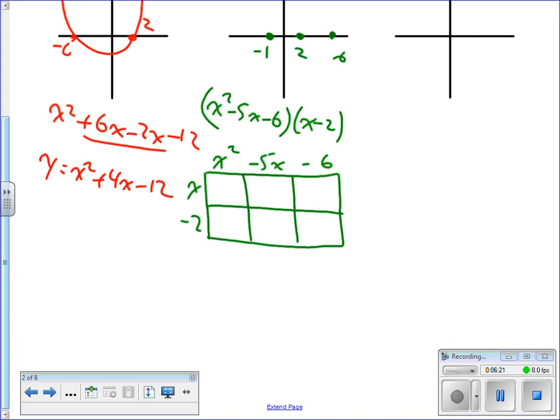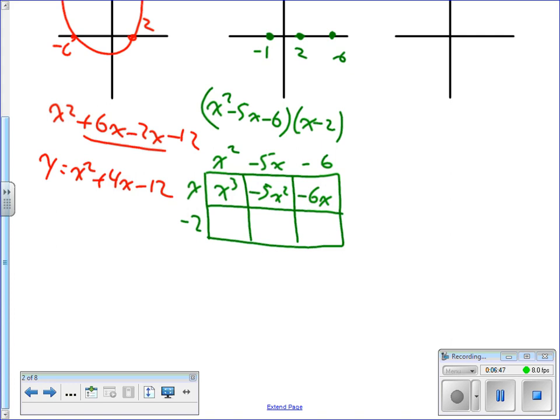Remember filling in a multiplication chart when you were a kid? Multiply the two numbers, that's what goes in the box. That's what you do here. You multiply the numbers, put what's in the box. X times x squared gives me x cubed. X times negative 5x is negative 5x squared. X times negative 6, negative 6x. I just did x times every one of those terms, put it in the box.